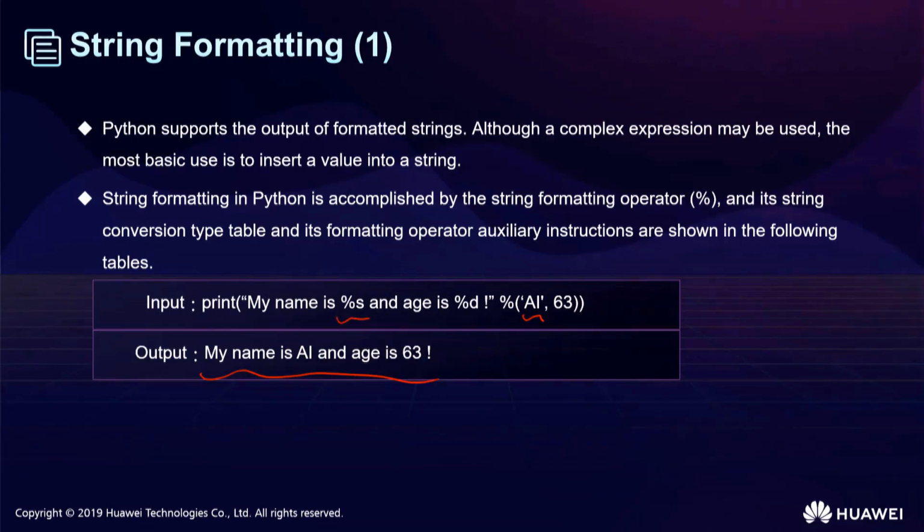The %s will stand for the string AI, and we insert the number 33. The 33 is an integer, and %d will stand for the integer. So we can type print my name is %s and the age is %d, then the percent sign and the tuple AI, 33, and we will get the sentence: My name is AI and the age is 33.